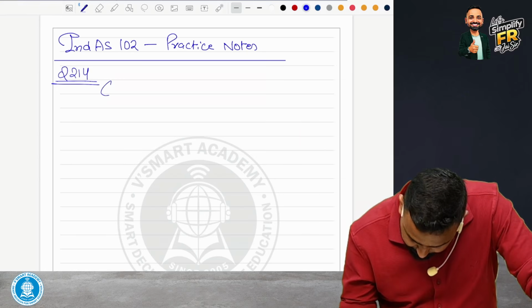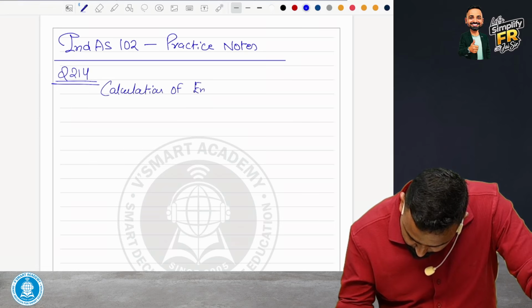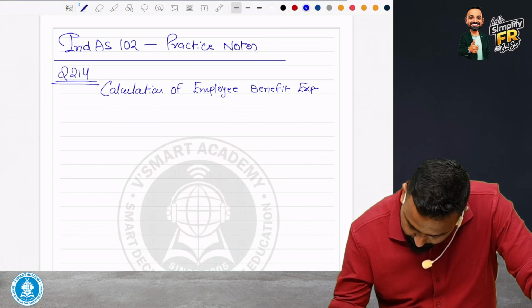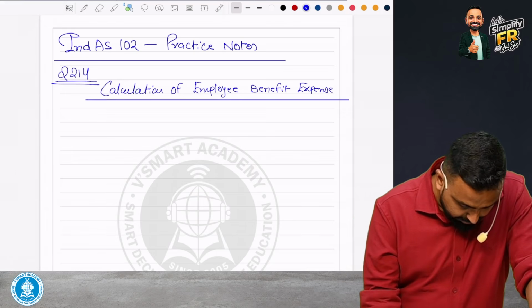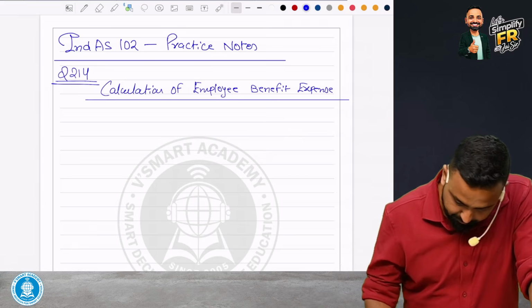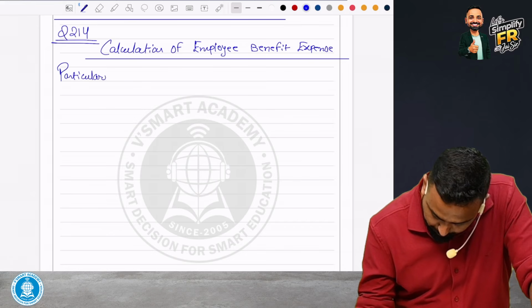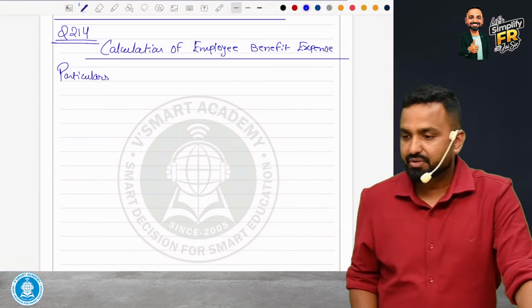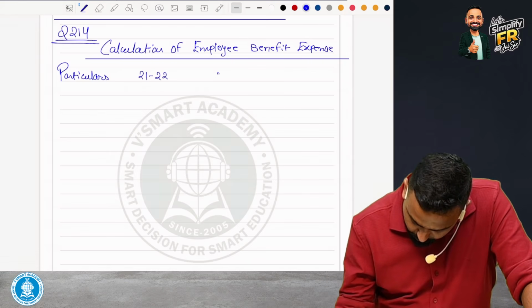Okay, heading: calculation of employee benefit expense. Employee benefit expense. Particulars. How many years are there? Can you please name the first year? Which first year is this? 21. Okay.